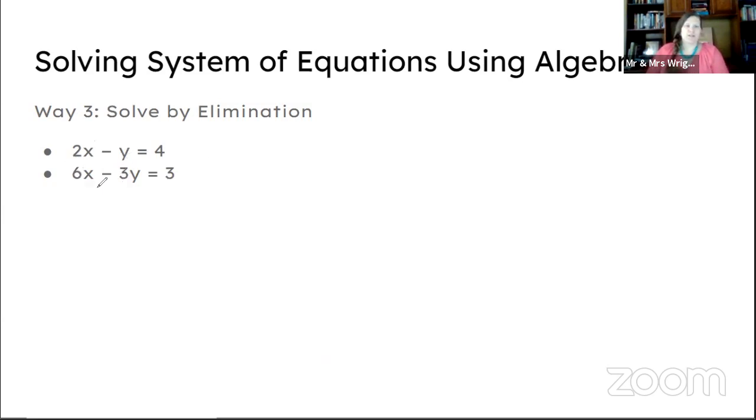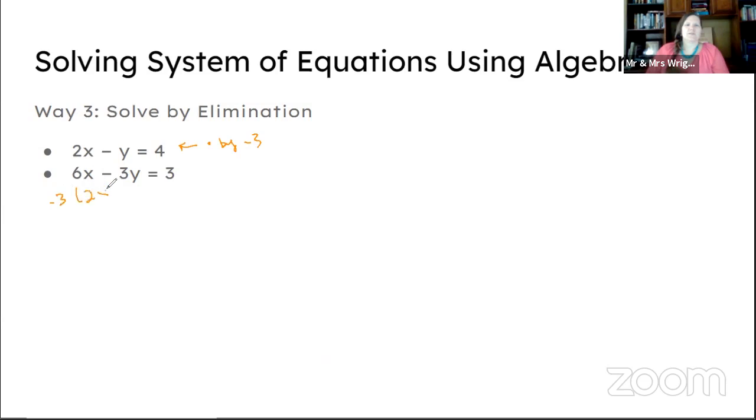I think what I'm going to eliminate here are my y's. I see I've got a negative y and a negative 3y. So I think I'm going to multiply this one by, let's see, if it's negative 3, I need to make this a positive 3, but it's already a negative here. So I'm going to multiply by a negative 3. And that should make this a positive 3. Okay, so let's multiply this whole thing out.